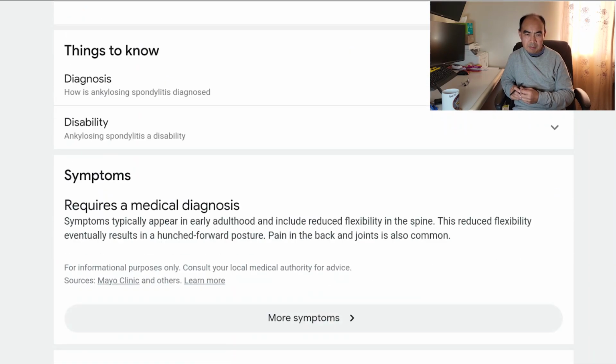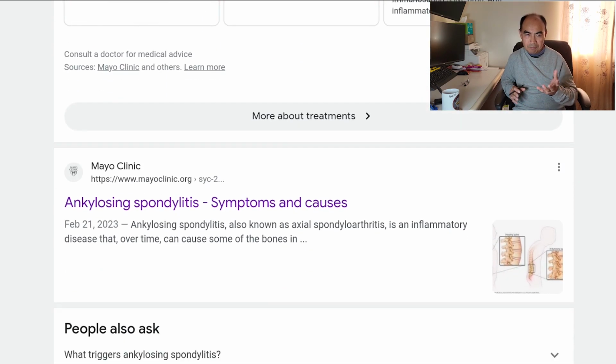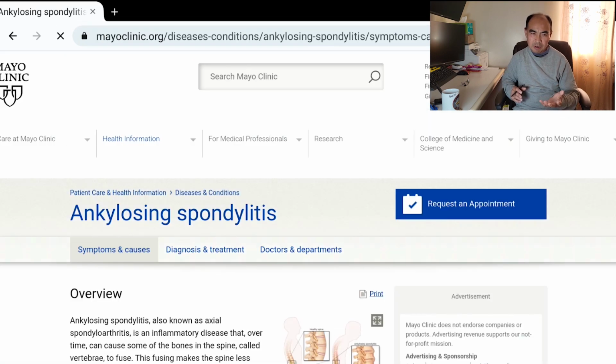what this condition is, how much damage it can do to you. All this is at the touch of your fingertips. I didn't have that in the old days. If I needed to know, I had to go to the library.